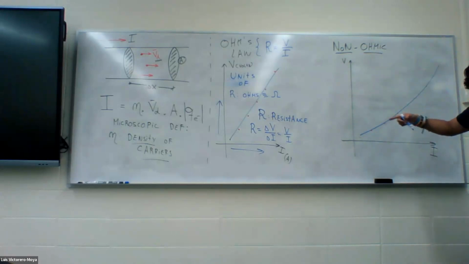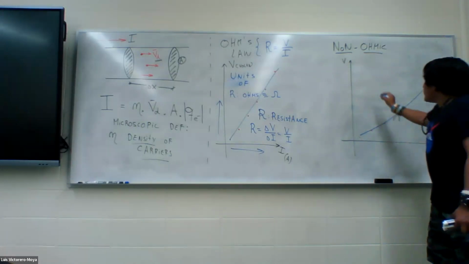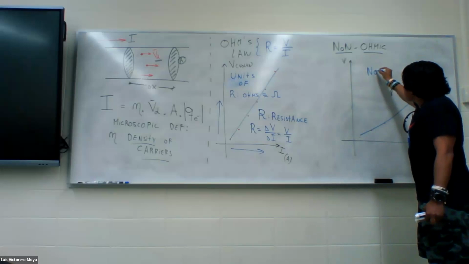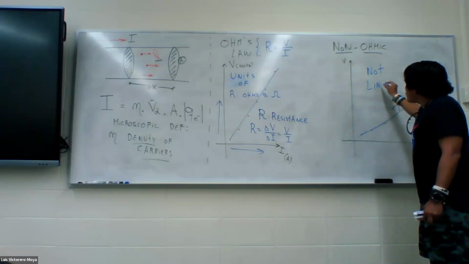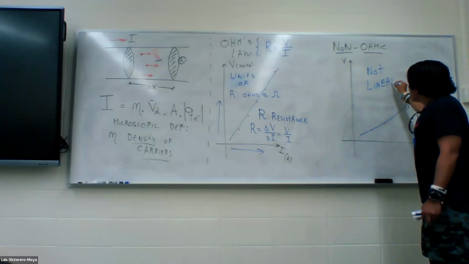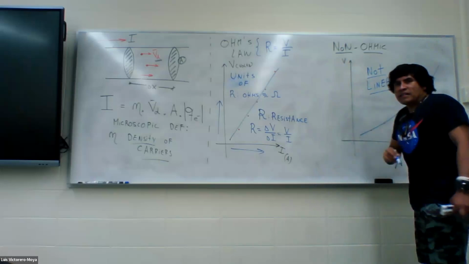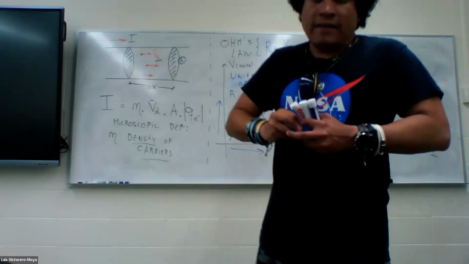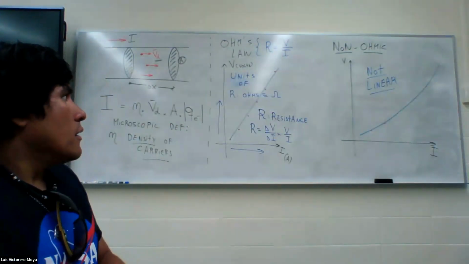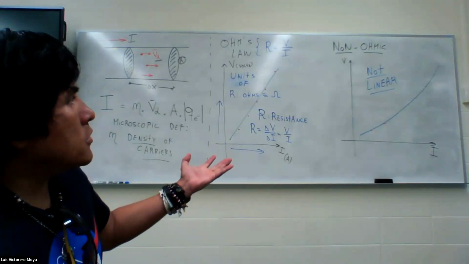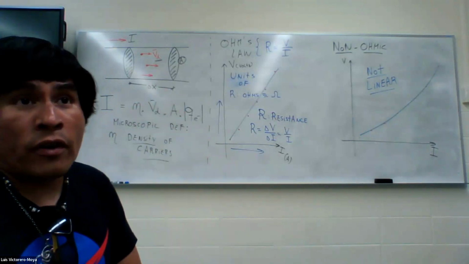It's more like a power sort of relationship. So it's not linear. So that doesn't follow. So that's why it's not really a law. It's not really a universal law. It's convenient only for certain devices. All right. So that's Ohm's law, and that's a microscopic definition of current.